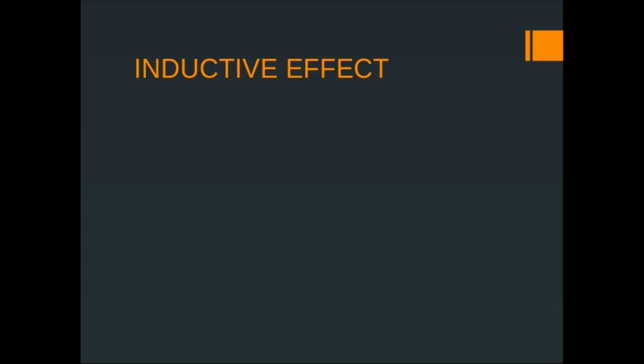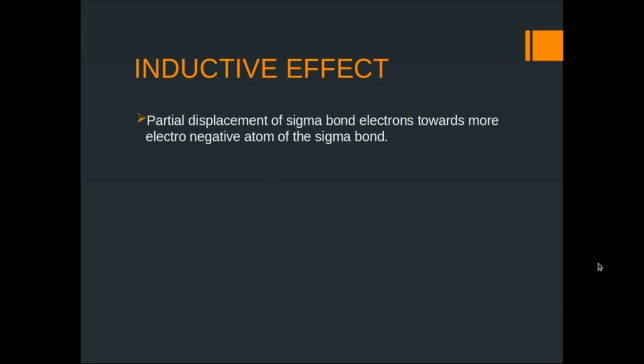So this is the main criterion of the inductive effect. You can see the partial displacement of sigma bond electrons towards the more electronegative atom. As I have told, there is a partial displacement of the sigma bonded pair of electrons. Partial displacement means something different from ionic compounds, where the charges are completely separated. There is no presence of a bond, only an electrostatic force of attraction in the case of an ionic compound.